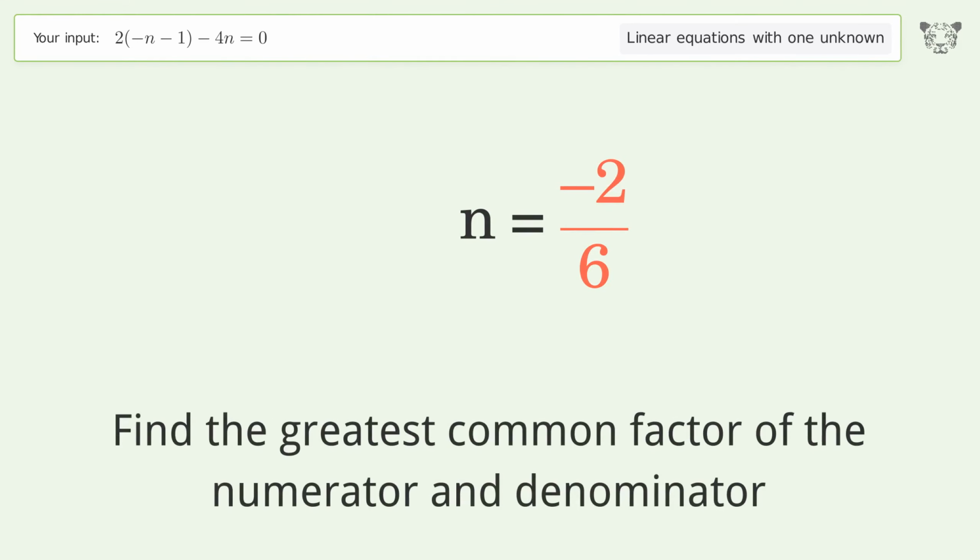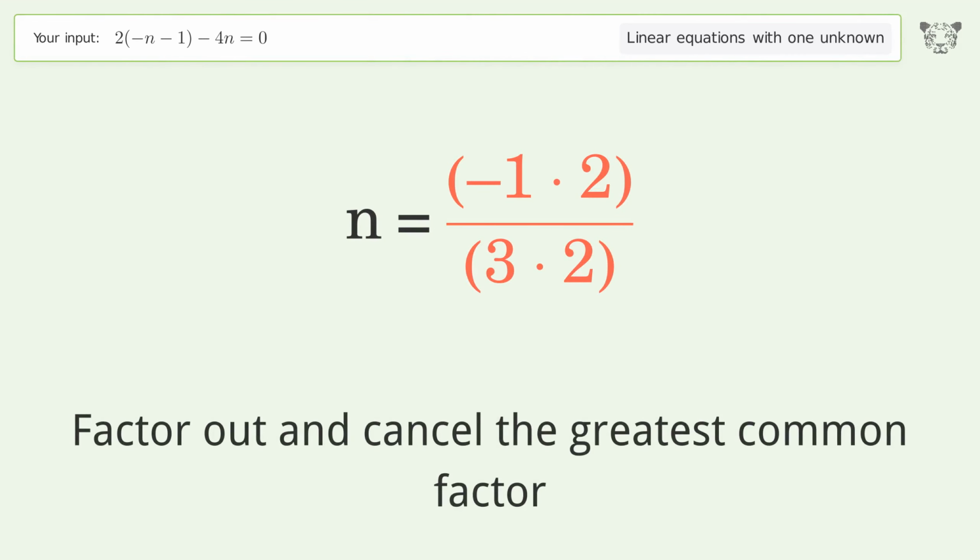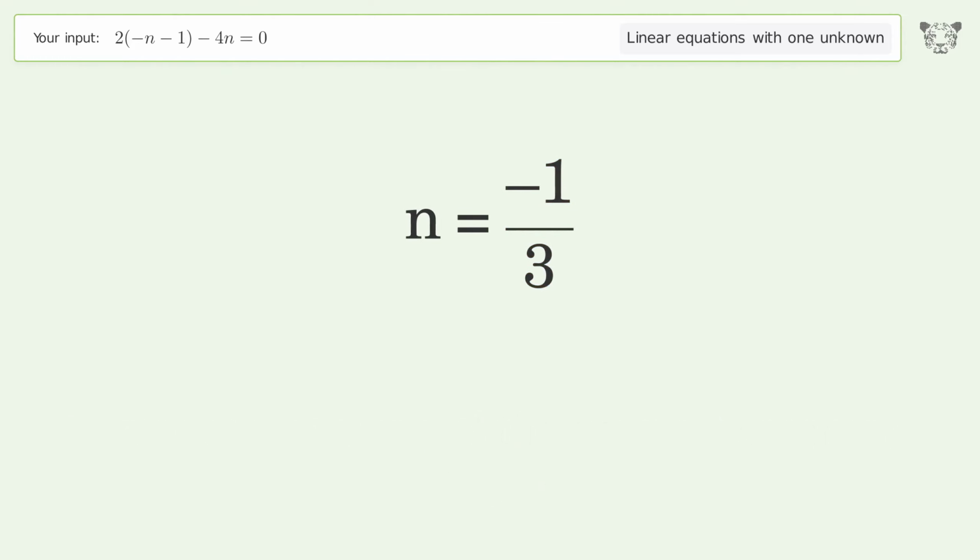Find the greatest common factor of the numerator and denominator. Factor out and cancel the greatest common factor. And so the final result is n equals -1/3.